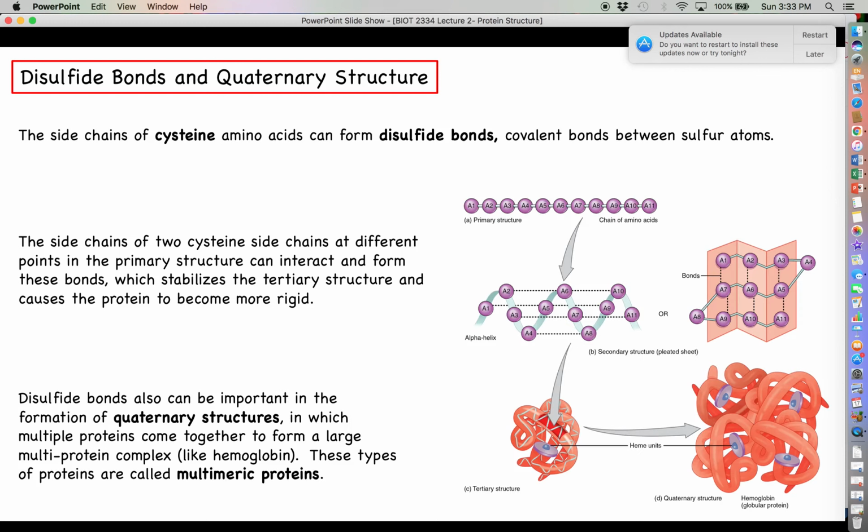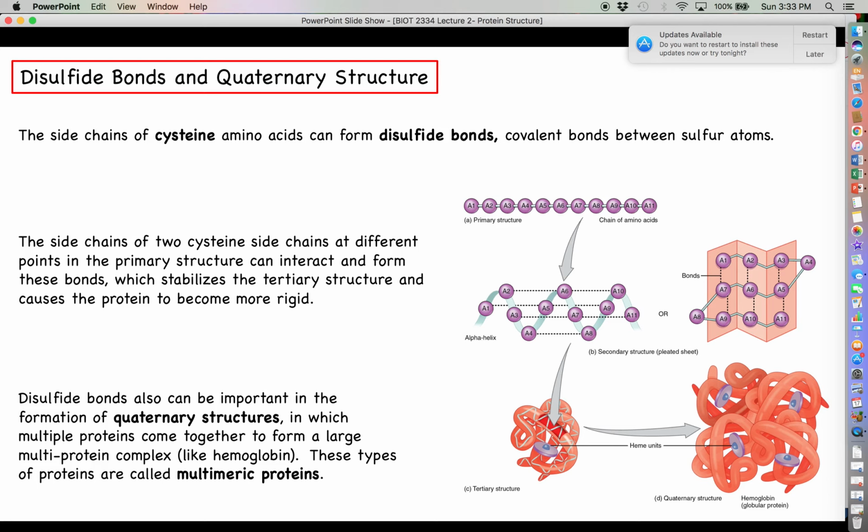So disulfide bonds can also be an important part of the formation of what we would call quaternary structures. So to be clear, the tertiary structure is the final three-dimensional shape of a single polypeptide. You don't talk about quaternary structures unless you're talking about a multimeric protein, a protein that consists of more than one subunit or more than one polypeptide.